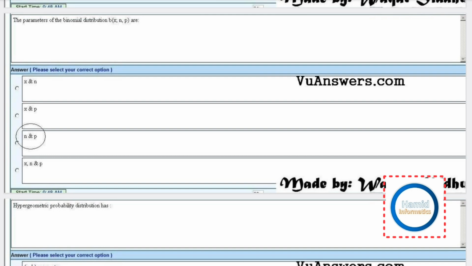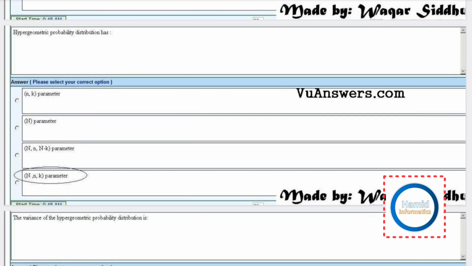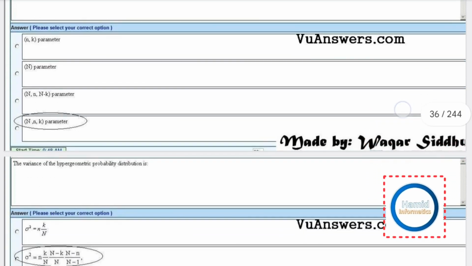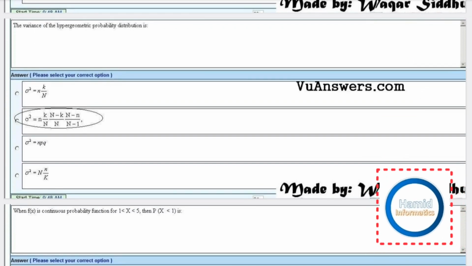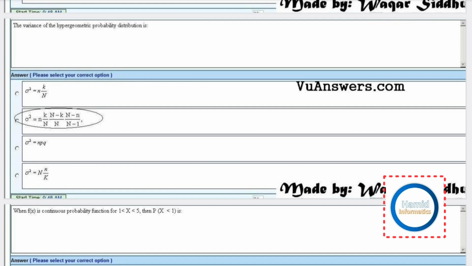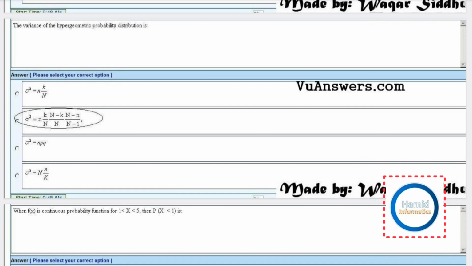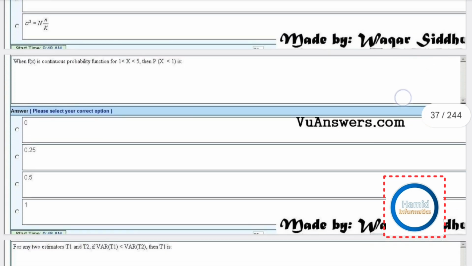The parameters of the binomial distribution b(x; n, p) are n and p. A geometric probability distribution has one parameter. The variance of the hypergeometric probability distribution is sigma square is equal to nk divided by N, times (N minus k) divided by N, times (N minus n) divided by (N minus 1).